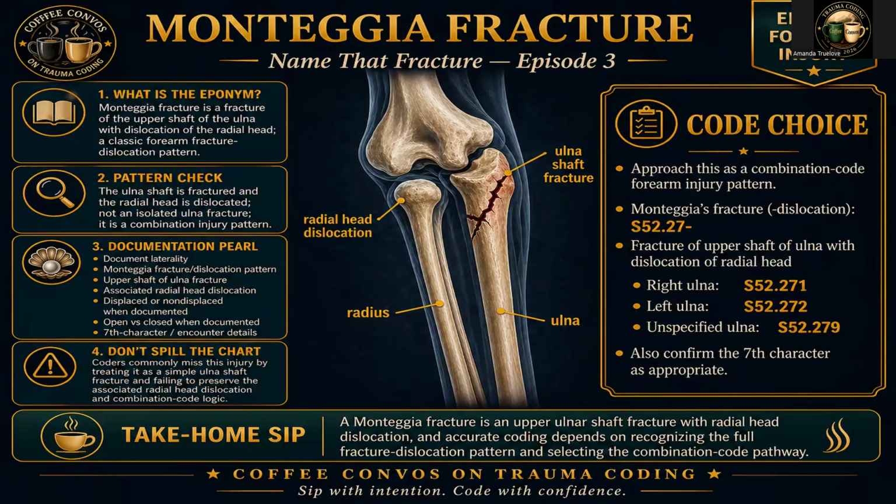So when we are trying to assign this, we do have a singular code or an eponym within ICD-10 to capture that Monteggia's fracture, which is that fracture of your upper ulna shaft with a dislocation of the radial head. We also have options for the laterality, and in those less than desirable documentation situations, we have that unspecified ulna as an option as well.